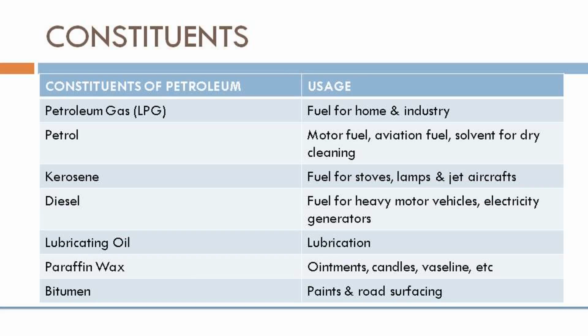There are various constituents of petroleum which are received after its refining. For example, petroleum gas or LPG, which is used as fuel in homes and industry; petrol, which is used as motor fuel, aviation fuel and solvent for dry cleaning; kerosene, which is used for stoves, lamps and in jet aircraft; diesel, which is used as fuel for heavy motor vehicles and electricity generators; lubricating oil, which is used in lubrication; paraffin wax, which is used for ointments, candles and Vaseline; and bitumen is also a constituent of petroleum which is used in paints and road surfacing.